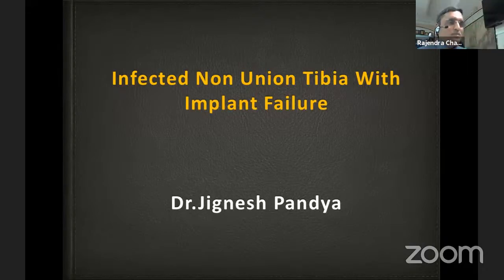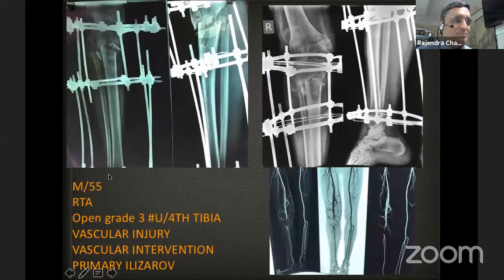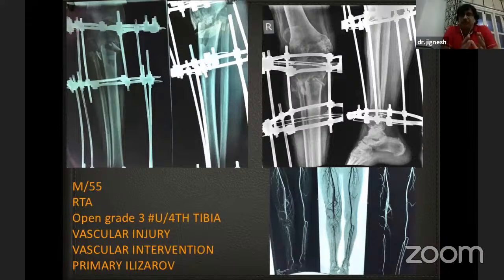Please proceed. This is the case of infected non-union tibia with implant failure. I mean, when I received it with the implant failure. Yeah, please proceed with the X-rays. So this is a 55-year-old male. I got these X-rays. 55-year-old male, road traffic accident, open grade 3 upper 4th tibia with vascular injury, and he was operated in emergency with vascular intervention and temporary external fixator, which was converted to Ilizarov after a few days, once the limb survived. That was the history available.